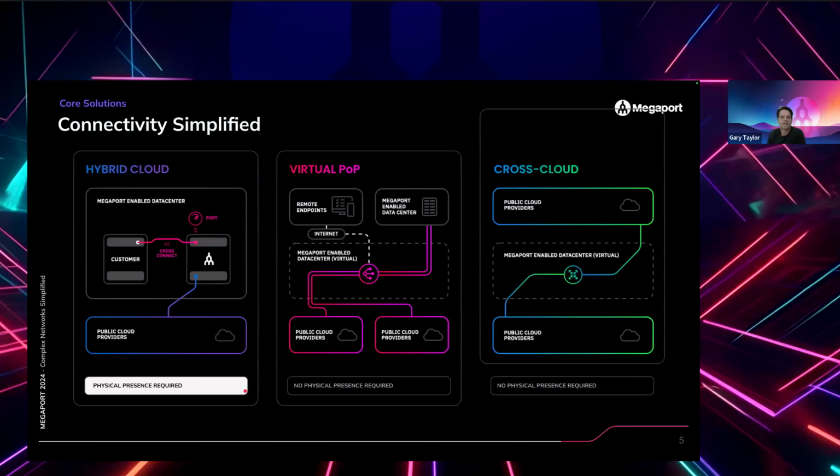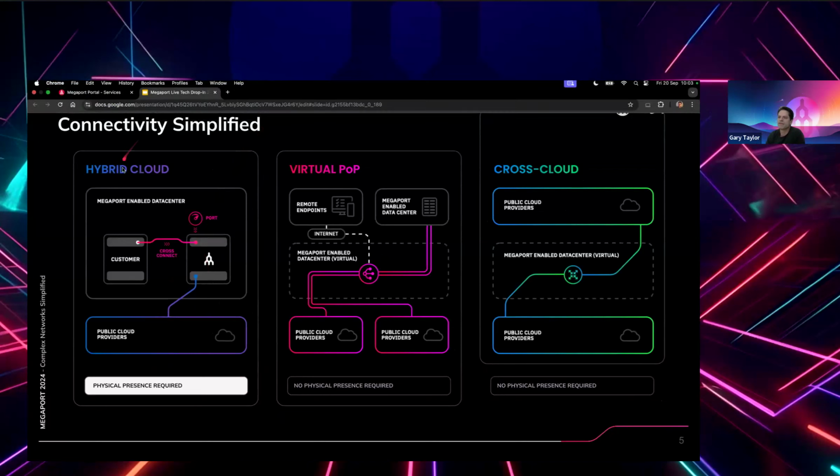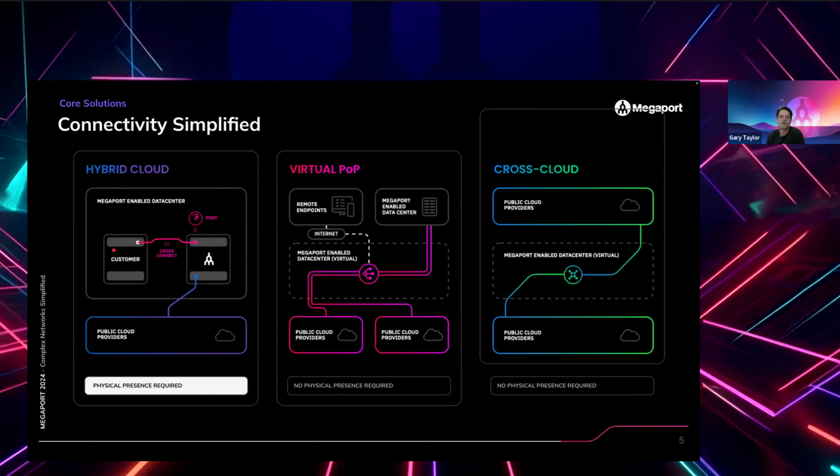Quick summary of the connectivity options that are available. On the left, we have hybrid cloud. Here you connect your physical infrastructure that is in a data center to Megaport via a cross-connect, and capacity is from 1 gig up to 100.